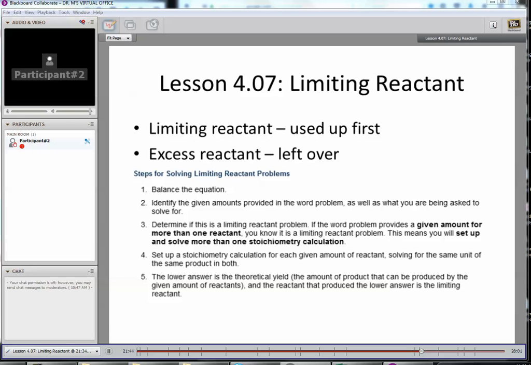For many of my students, I tell them it's the compound that gets in the way of us hitting our theoretical yield, or that best case scenario. And then the excess is just left over. It's what you're not going to get to go ahead and use, all right?